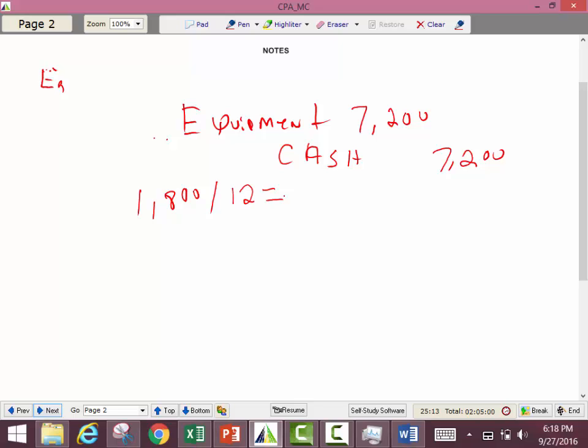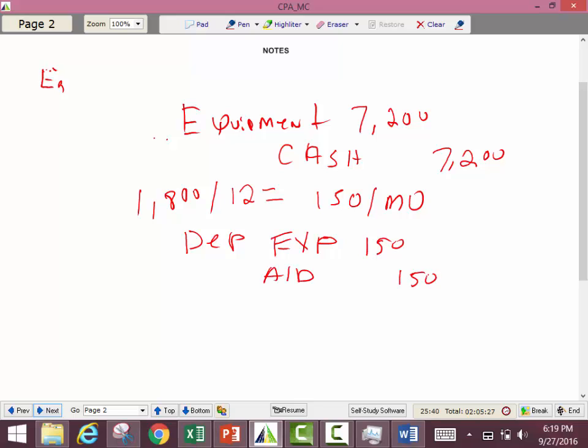1,800 divided by 12 is what? 150. 150 per month. Okay, good. And then what? Debit depreciation expense. You want me to debit depreciation expense for that 150 for the 1 month, for the month of December? And what do you want me to credit? Accumulated depreciation. Accumulated depreciation of 150? Yeah. Okay, good. And that was the answer to that question?